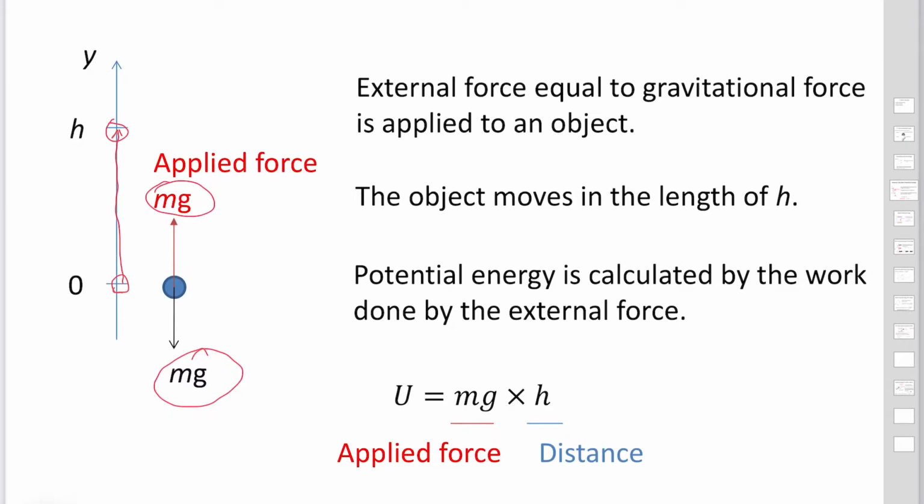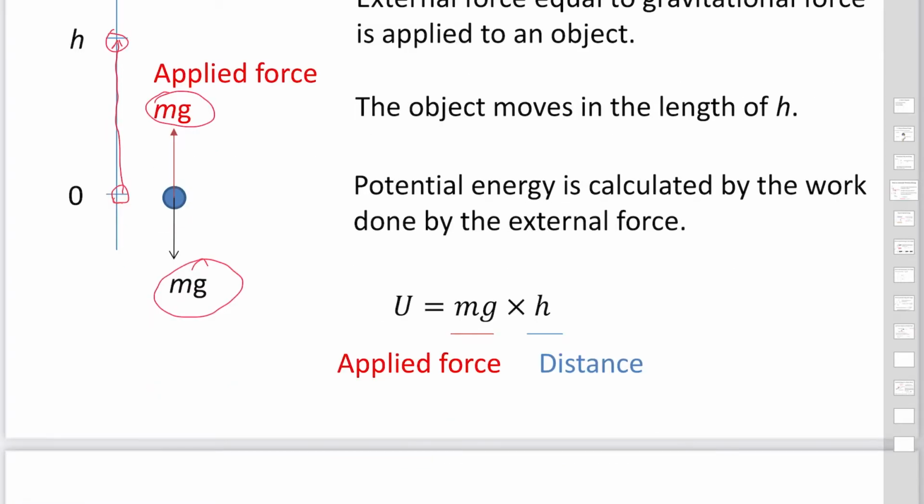So an external force equal to the gravitational force is applied to an object. The object moves a length of h. Then potential energy is calculated by the work. How much work is required to move this object from the initial point to the end point? The applied force is expressed as mg. To calculate work, you need to multiply by the distance, h. So mg times h gives us the expression for the potential energy. This is how to get the expression for the gravitational potential energy.